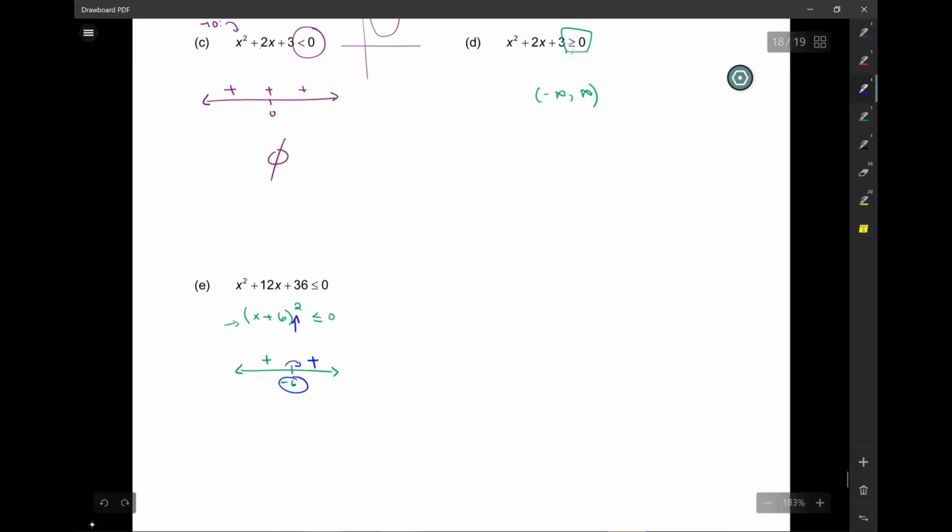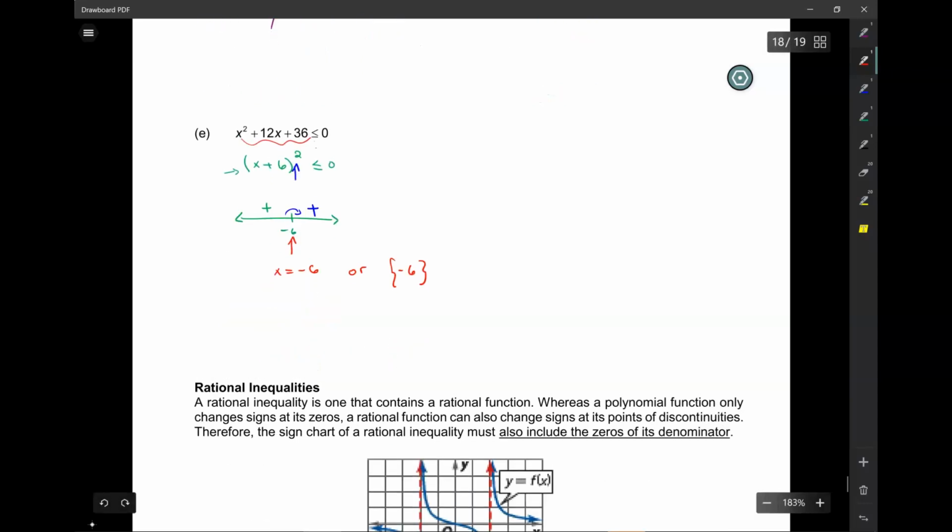Okay, now this question's asking me, where is this function less than or equal to 0? Well, it's never less than 0. But is there a place where this is equal to 0? Yes, at x equals negative 6. So the answer is just x equals negative 6 or negative 6. Okay, no region. All right.